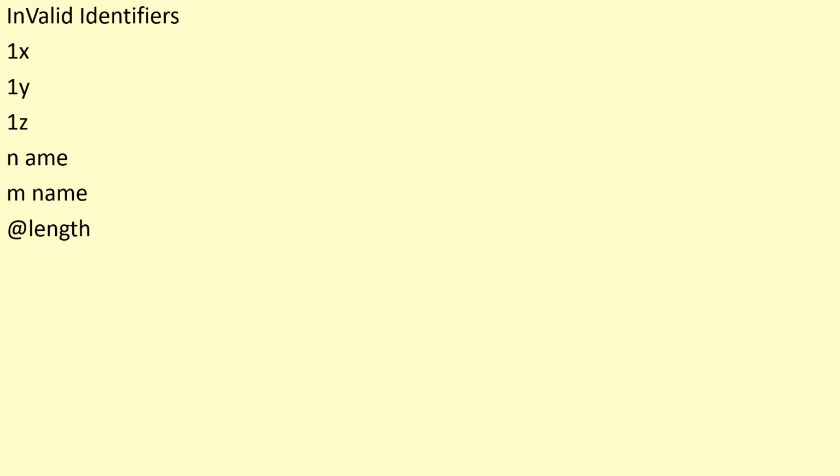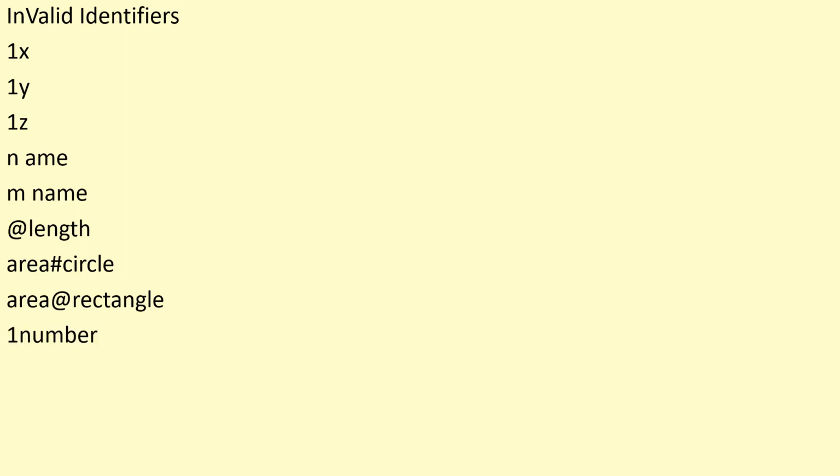At length is invalid because it starts with the at symbol. Area hash circle is invalid because the hash is a special symbol, which cannot be used other than underscore. You cannot use any special symbol. Area at rectangle is also invalid because you are using an at symbol, which is not a valid character. The only valid characters are underscore, the alphabets or the digits.